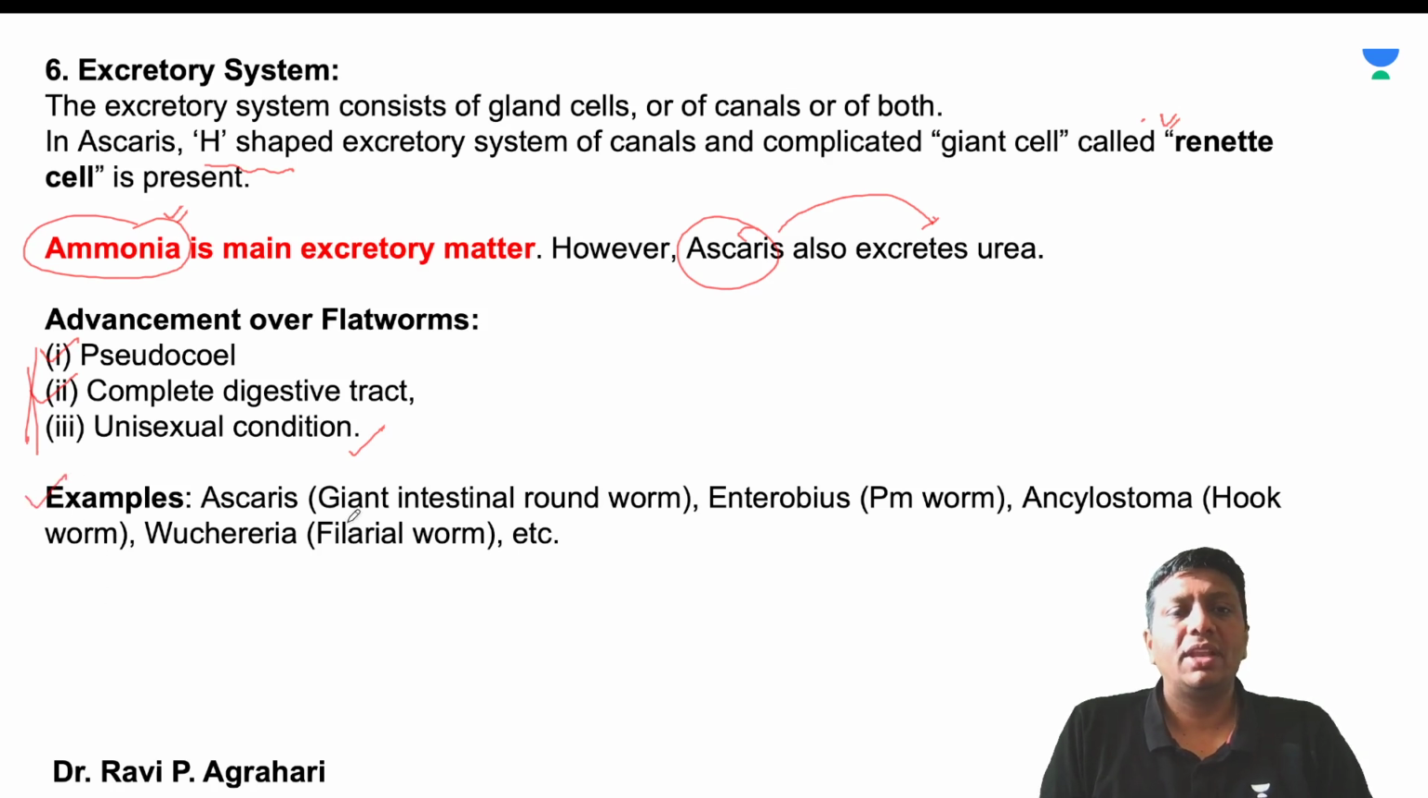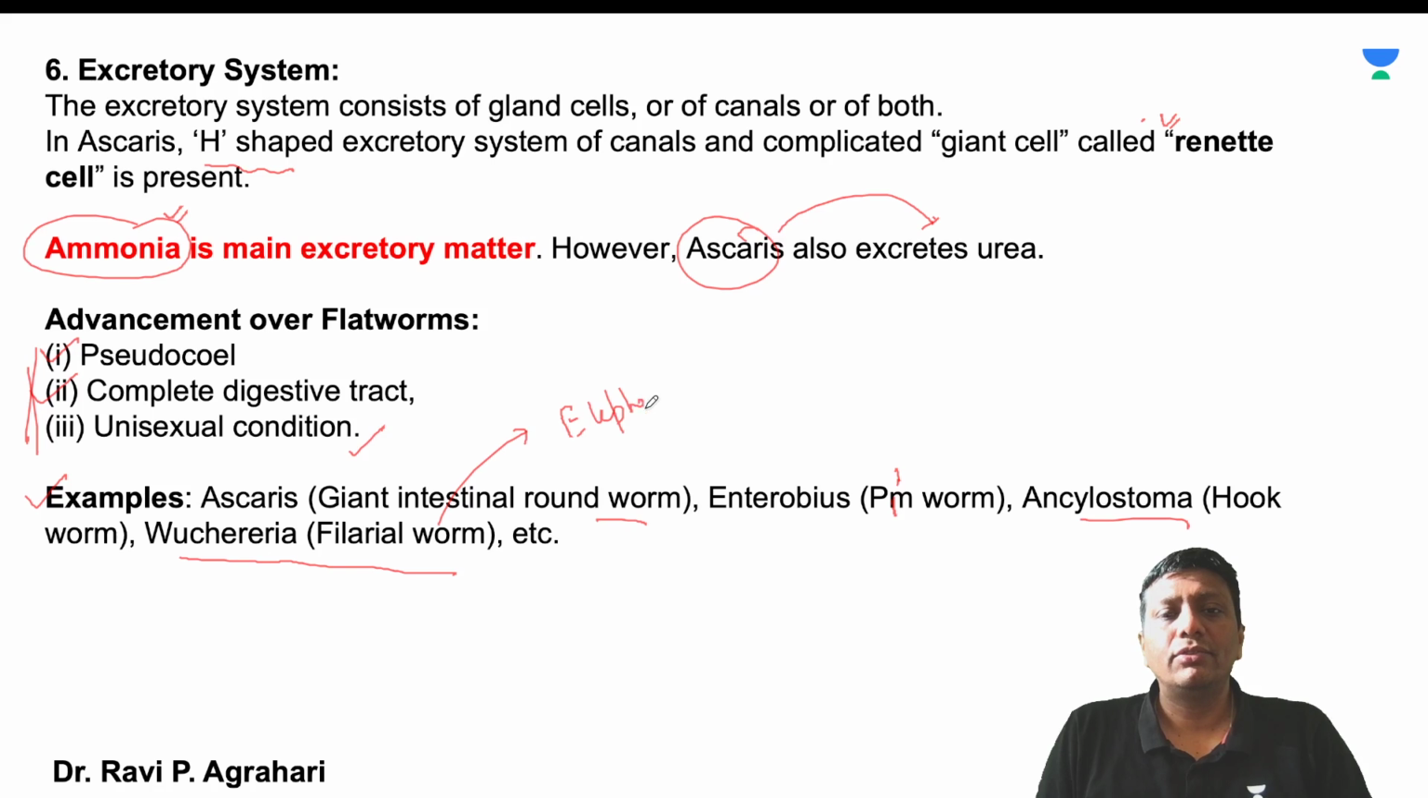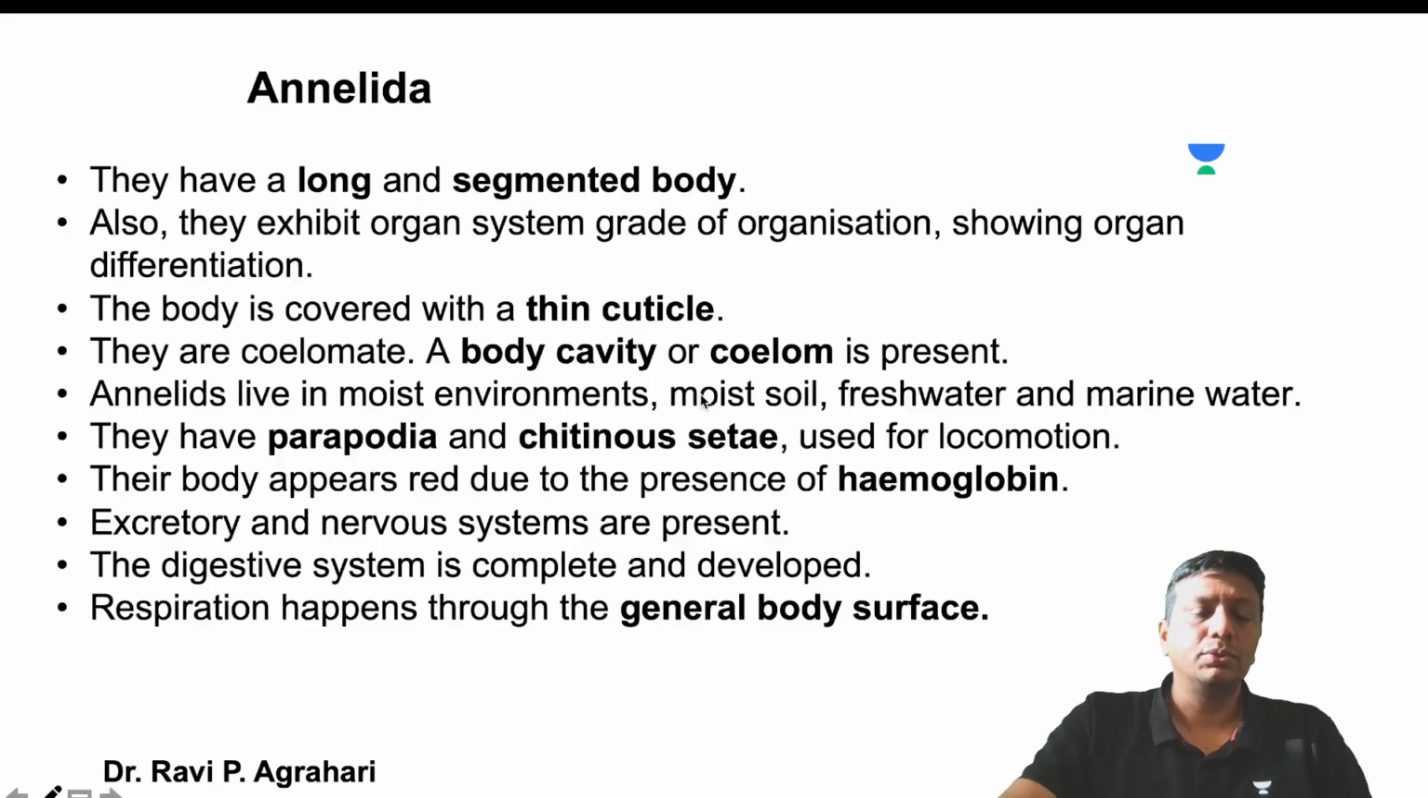Examples of roundworms you can see are Ascaris, the giant intestinal roundworm. Enterobius is called pinworm. Ancylostoma is a hookworm, and Wuchereria is a filarial worm. I hope you remember Wuchereria is responsible for causing the elephantiasis disease.